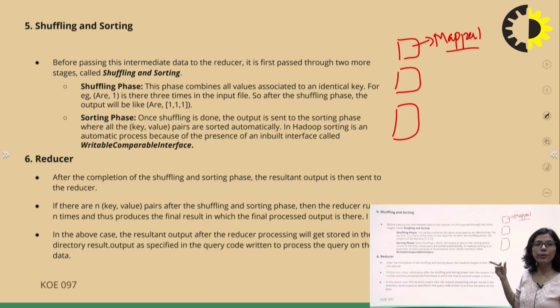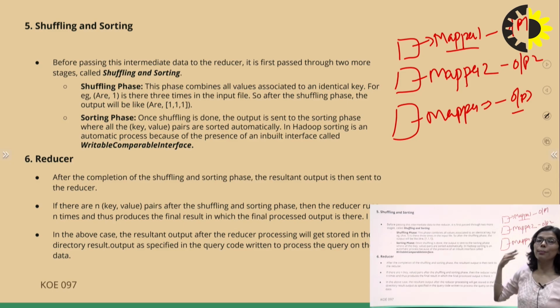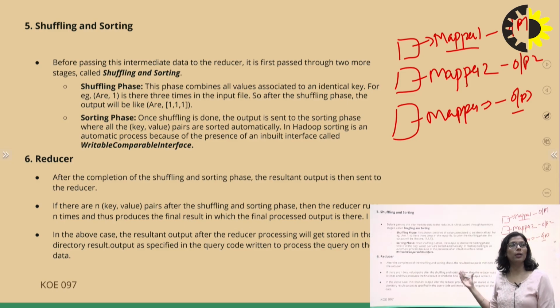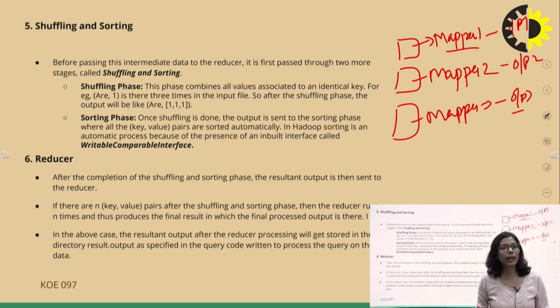Now, what do we have to do? We have to combine the results of all these mappers, right? So we have mappers with output 1, output 2 and output 3. We have to combine these outputs, and that is done by the reducer. Before the reducer, we have a phase of shuffling and sorting where all these outputs are shuffled together and the same key values are sorted, so that they can appear together.